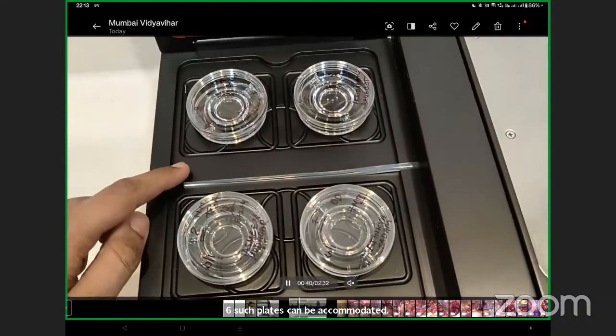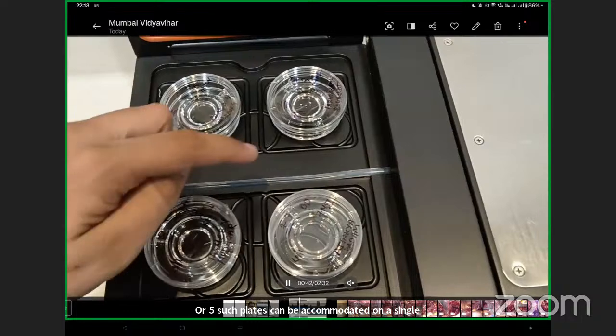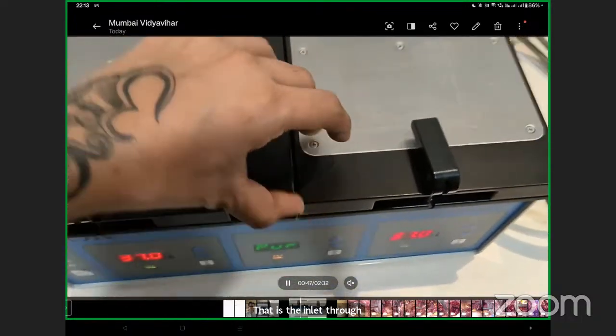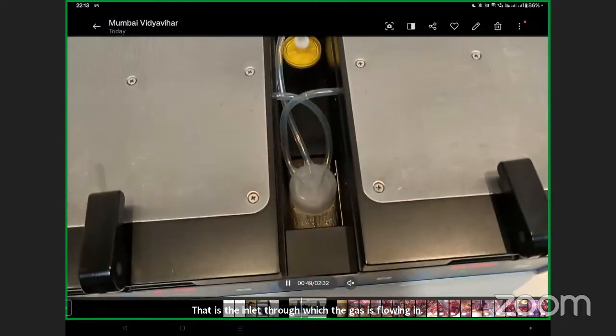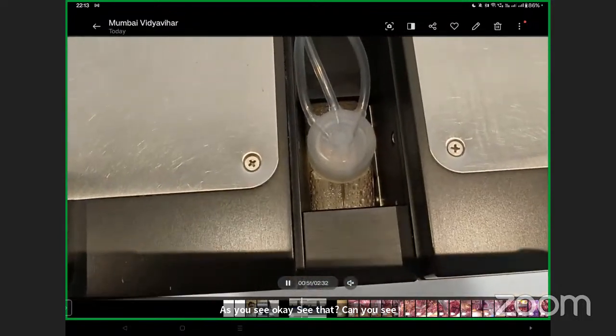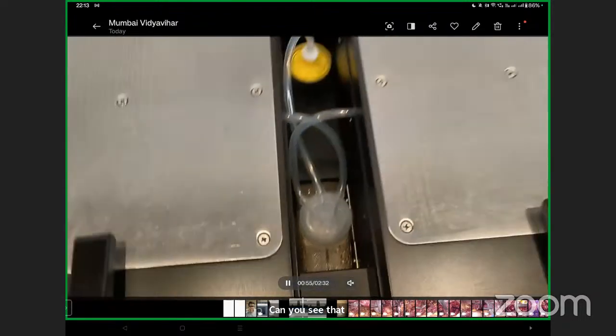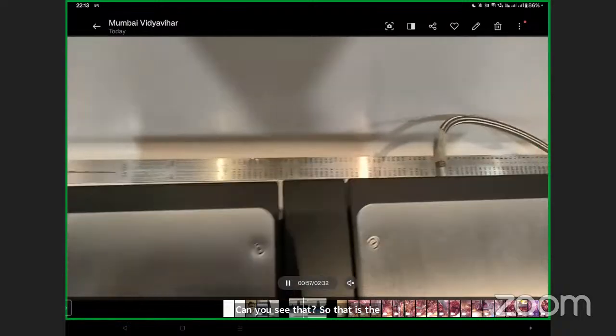So you have 10 such patients whom you can keep. See, that is the inlet through which the gas is flowing in, as you see. Can you see the bottle inside getting bubbles? Yes, that is the purging which happens when the supply happens, see, behind.